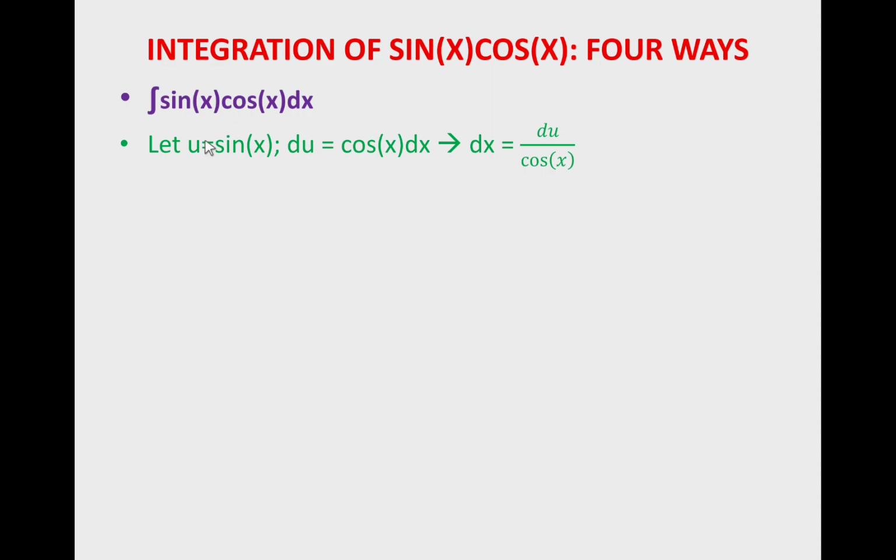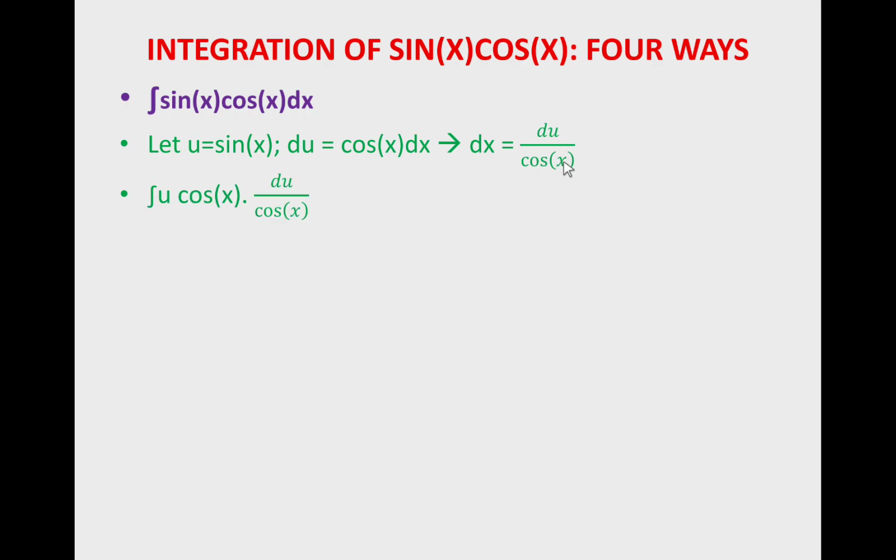To start with, let u equal sin x. If we differentiate both sides, then we will get du equal to cosine x dx. If we divide each side by cosine x, we will be solving for dx. So dx will be equal to du divided by cosine x.